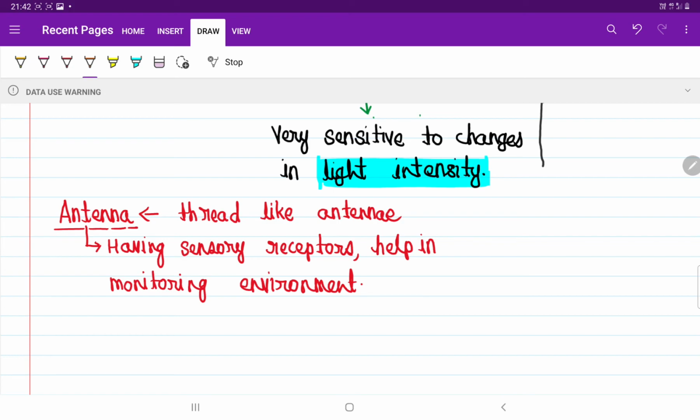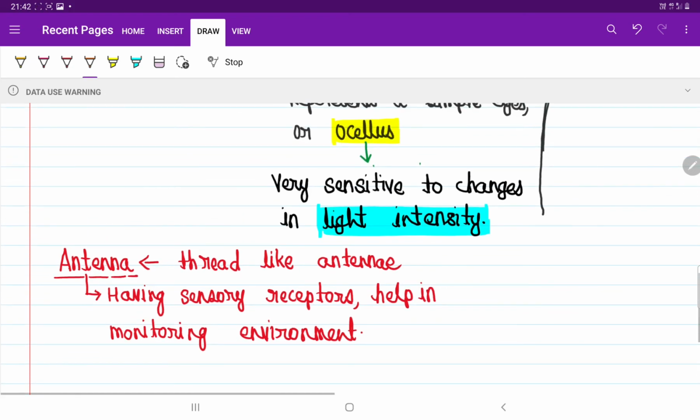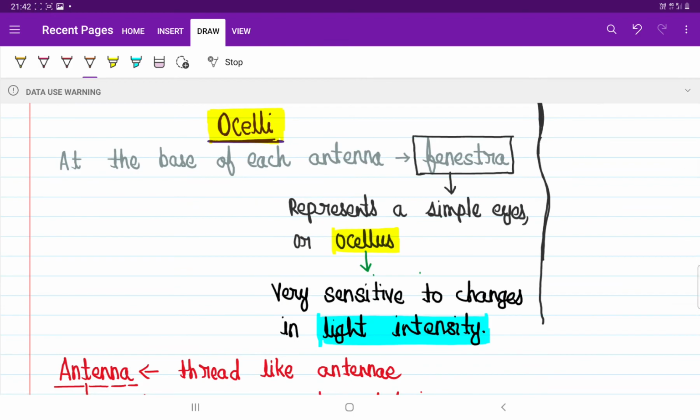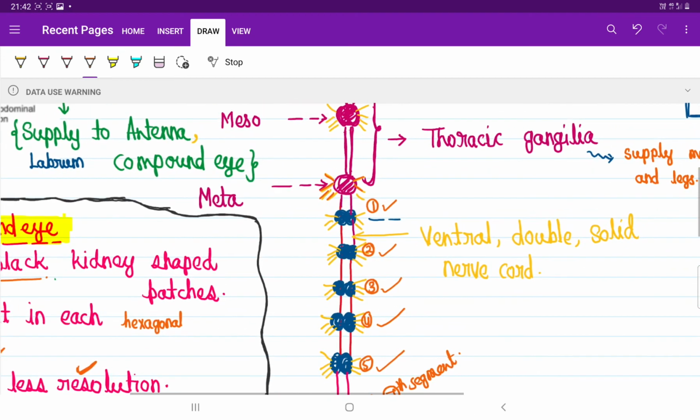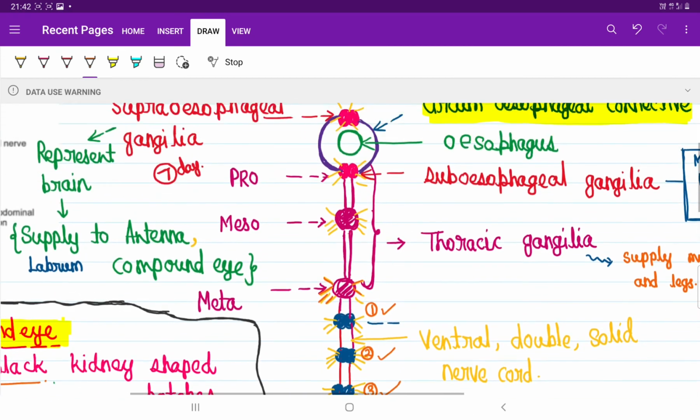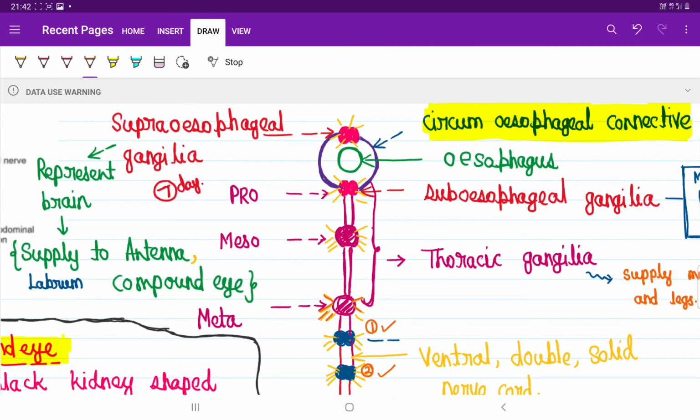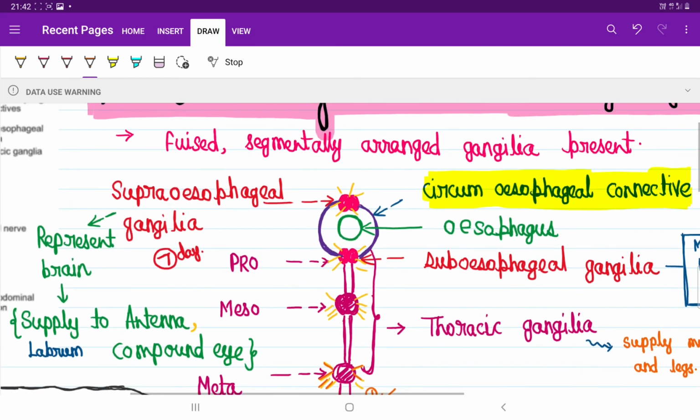the environment. So in this video we saw the function of the antenna, the function of the ocelli, and then we saw the compound eye, then the 9 ganglia, then the nerve cord, and then the head having the supraesophageal ganglia, right? The remaining we'll see in the next video.